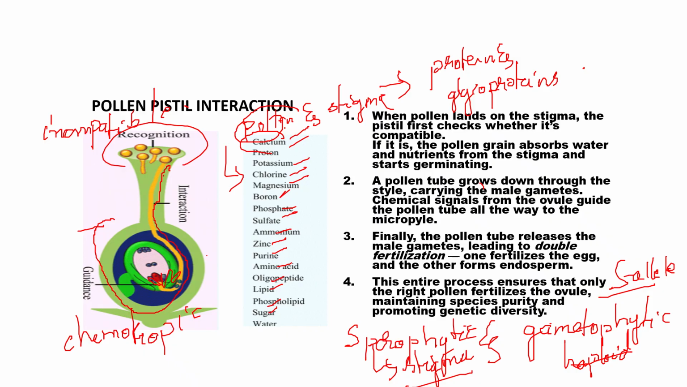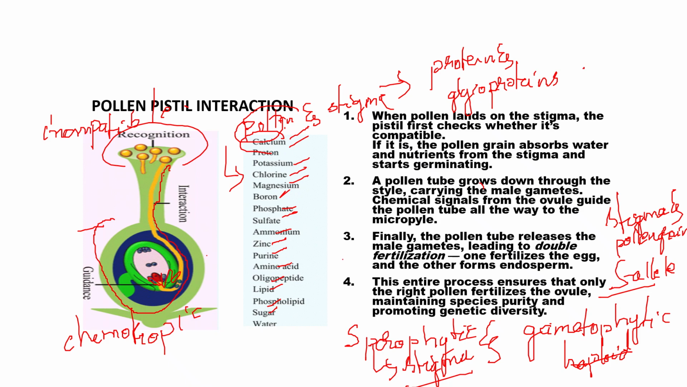The gene should match between what and what? It should match between the stigma and pollen grain. If the gene matches between the stigma and pollen grain, the fertilization process takes place and the zygote is developed and the embryo is developed. Right. So all these concepts come under what?